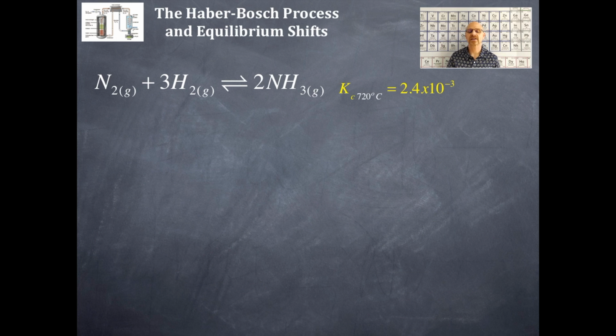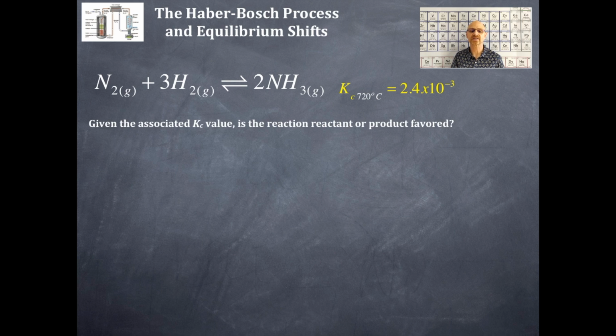Okay, here's another example. The Kc here is at 720 degrees. I got 2.4 times 10 to the negative 3. Given this associated Kc value, is the reaction reactant or product favored? Okay, it is less than 1, therefore it is reactant favored.